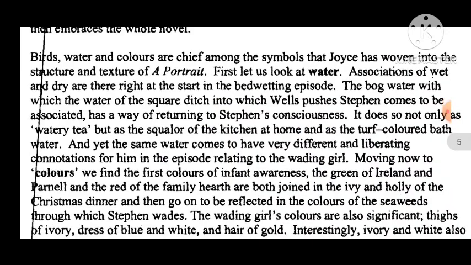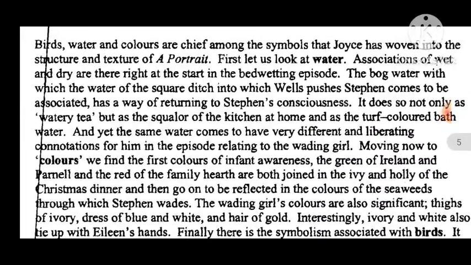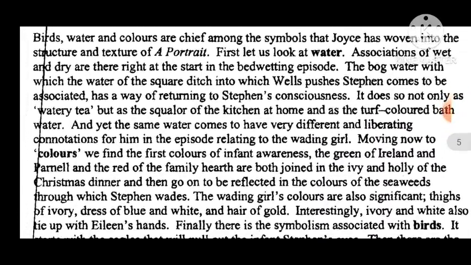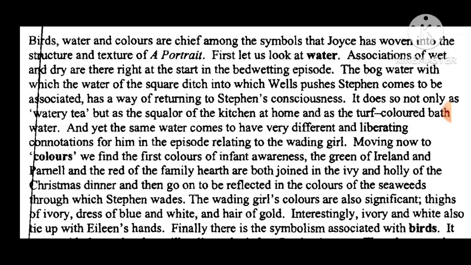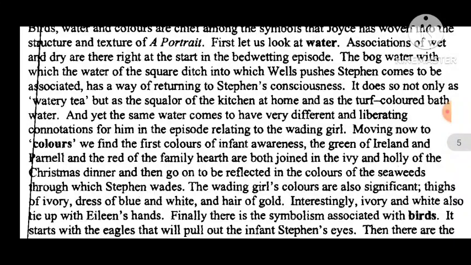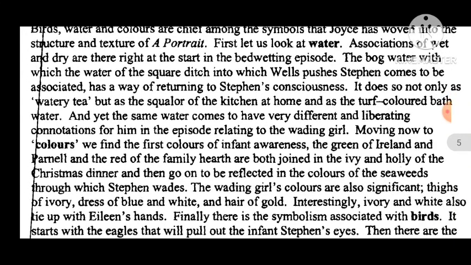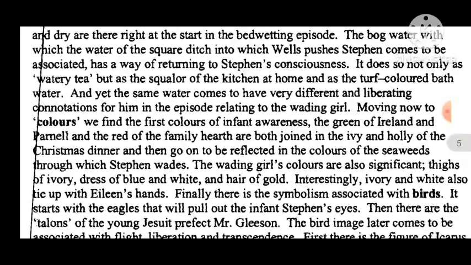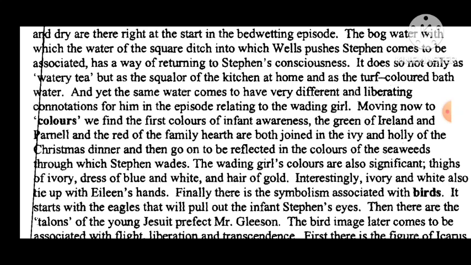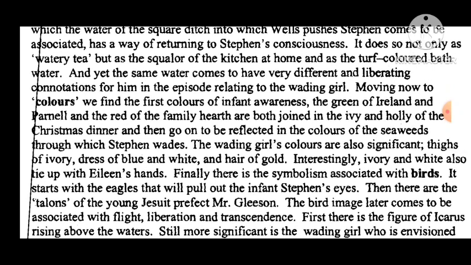It comes to be associated not only with watery tea, but with the squalor of the kitchen at home and the tough colored bath water. And yet the same water comes to have very different and liberating connotations for him in the episode relating to the wading girl.